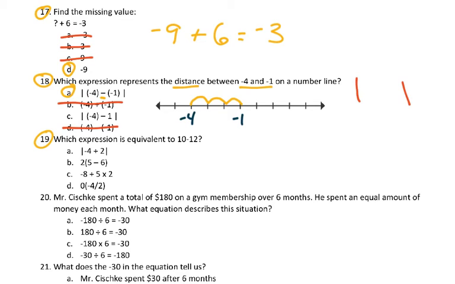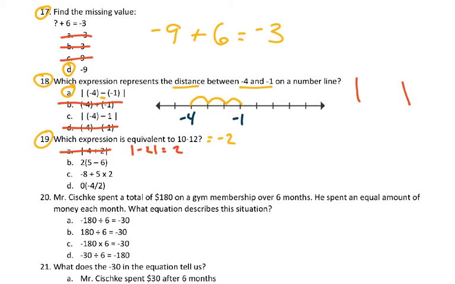For number 19, it's asking about which expression is equivalent. That means just which number sentence comes out with the same answer as 10 minus 12. 10 minus 12 is negative 2. So I'm just going to go through each one of these and figure out what else gives me negative 2. So for the first one, it says negative 4 plus 2 in the absolute value bars. Negative 4 plus 2 is negative 2, and then absolute value makes it positive. So it can't be A, because I'm looking for a negative 2.